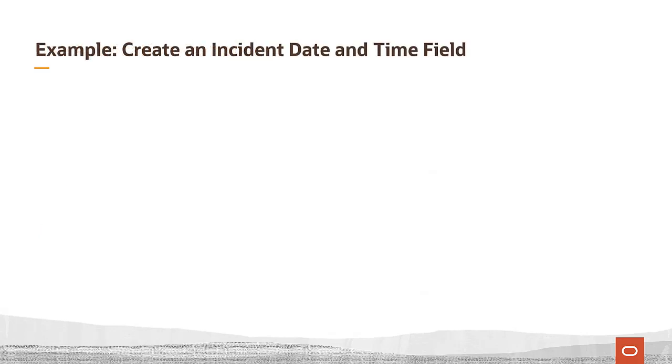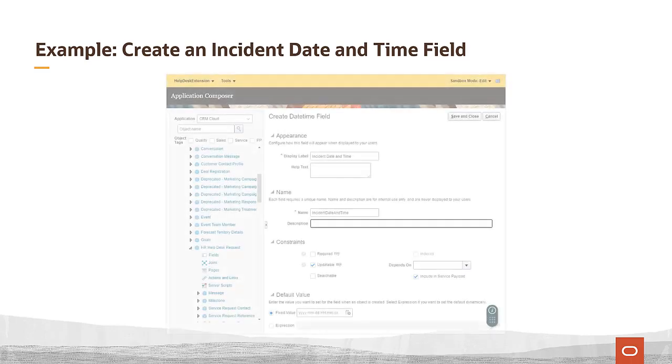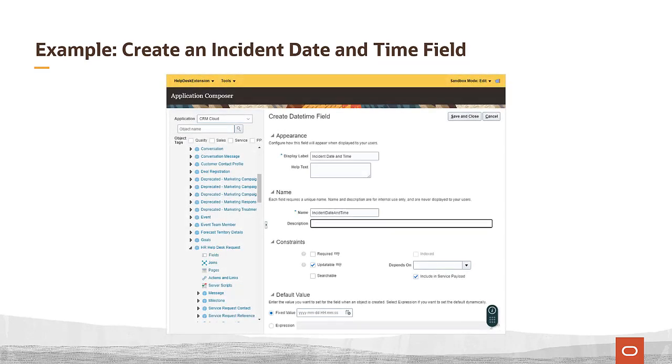Suppose you decide to create a custom date and time field in Application Composer to represent the date and time of a reported incident. For example, if an employee is contesting a paycheck amount, the employee could enter the paycheck date here. When you create the field, it's important to note the display label, which is what is displayed to users. The name is used internally, so you need to know that when you're going to work with it in VB Studio. You also want to select the Include in Service Payload checkbox because that makes the field available in the RESTful web services for Help Desk, and VB Studio uses those web services to access the data model.